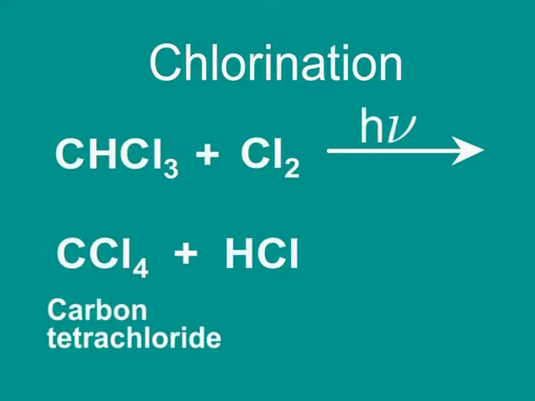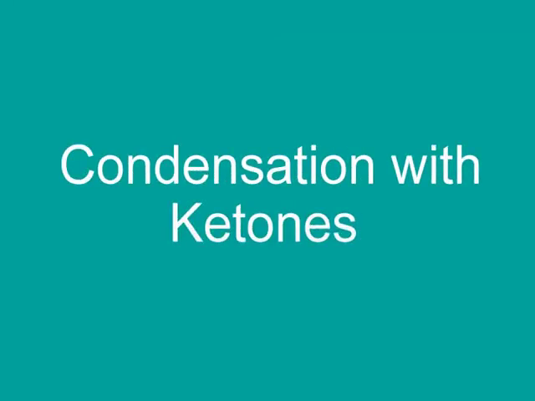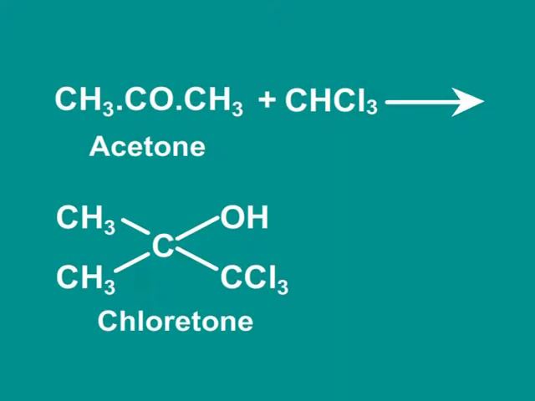We will now learn about condensation with ketones. In the presence of an alkali like potassium hydroxide, chloroform adds to the carbonyl group of ketones. With acetone, it forms chloritone. It is a colorless crystalline acid. Do you know chloritone is used as a hypnotic?